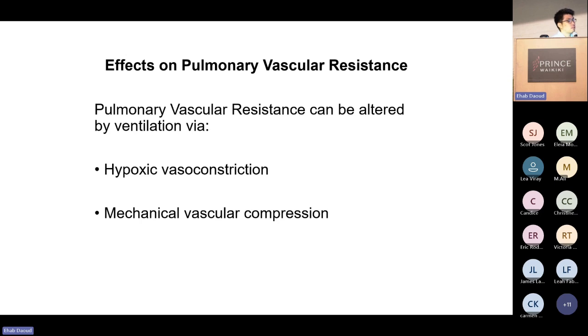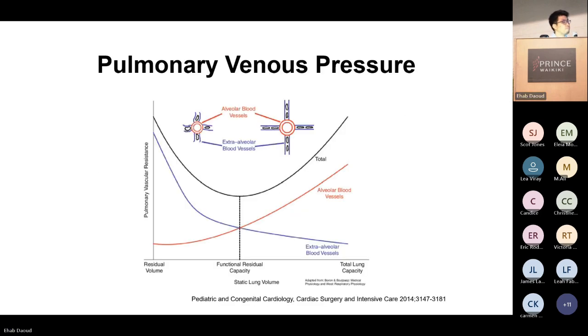The other one is the mechanical vascular compression. I'm going to take a look at this. So when you think about the pulmonary vascular resistance, there are two components. One is alveolar blood vessels, and the other is extra-alveolar blood vessels. When you think about these vessels' resistance, outside of the alveoli, when the lung inflates, because the distance between each alveoli gets shorter, eventually the diameter of the vessels gets bigger and the resistance goes down.